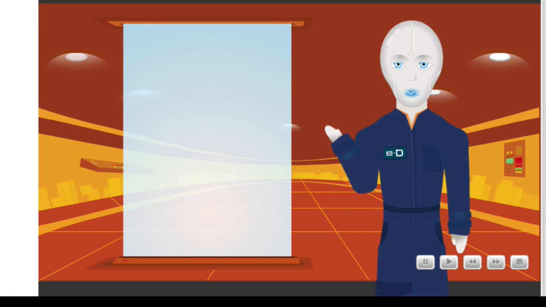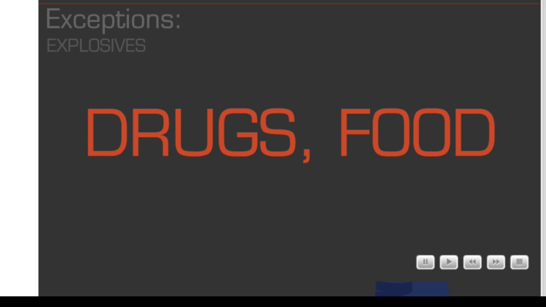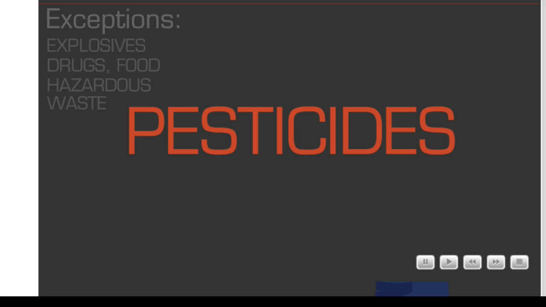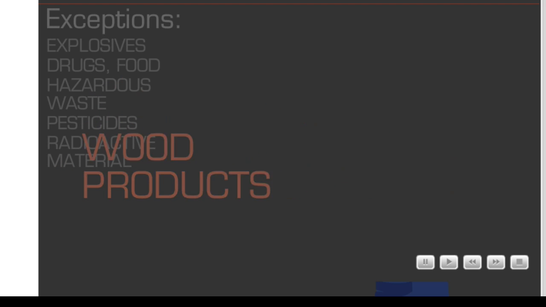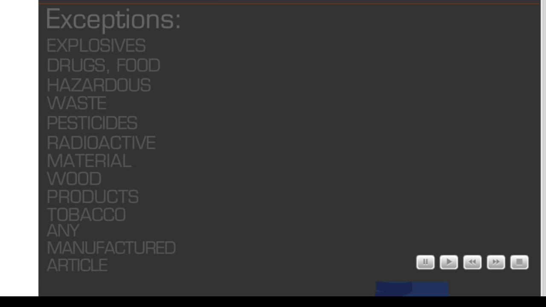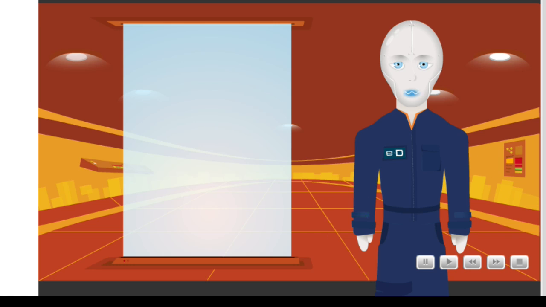But there are exceptions. Materials that are covered by other legislation aren't covered by WHMIS. For example, explosives are covered by the Explosives Act. Drugs and food are covered by the Food and Drug Act. Then there's hazardous waste, pesticides, radioactive material, wood products, tobacco, and any manufactured article. So, technically speaking, since I am manufactured, I am not covered. That's a shame.